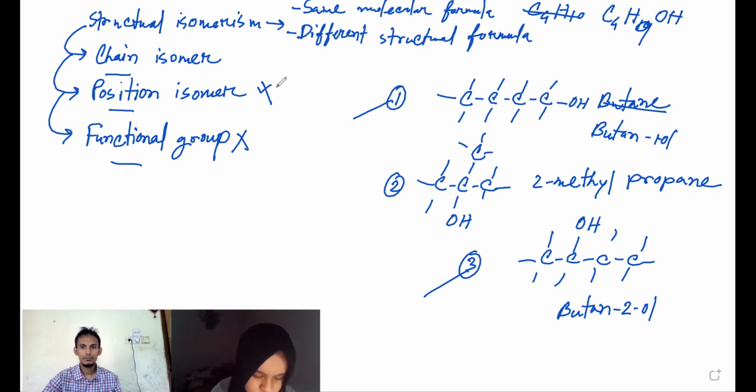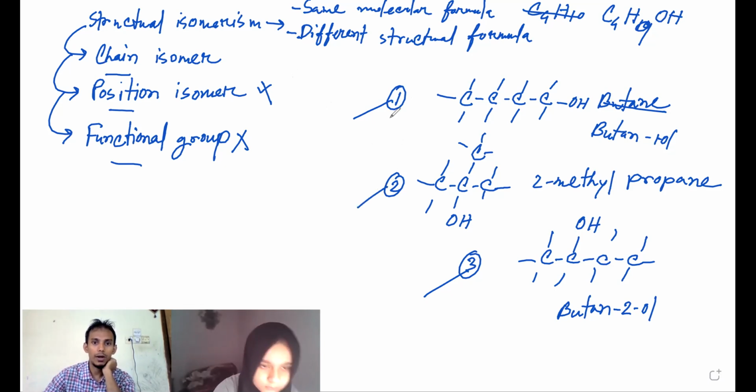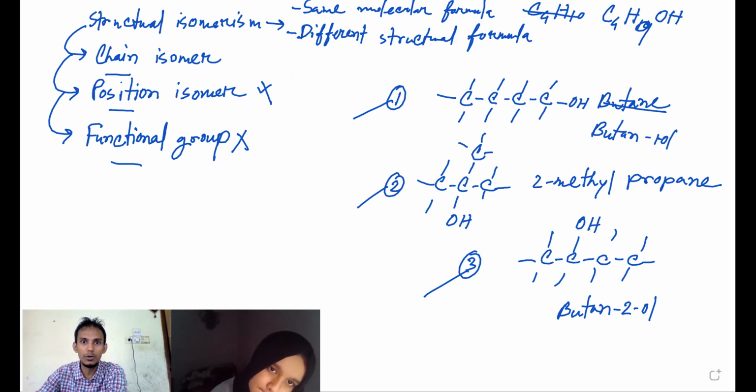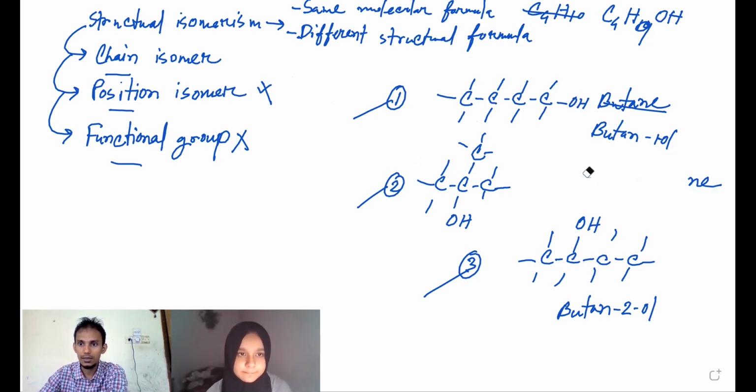Okay, if you compare 1 and 2, these are both chain and position isomers. Why? Because due to the chain length, 1 and 2 are isomers, and due to the position, your functional group is in the first position and the functional group is in the second position. So due to the position, their isomerism also arises. So this you need to understand as well.